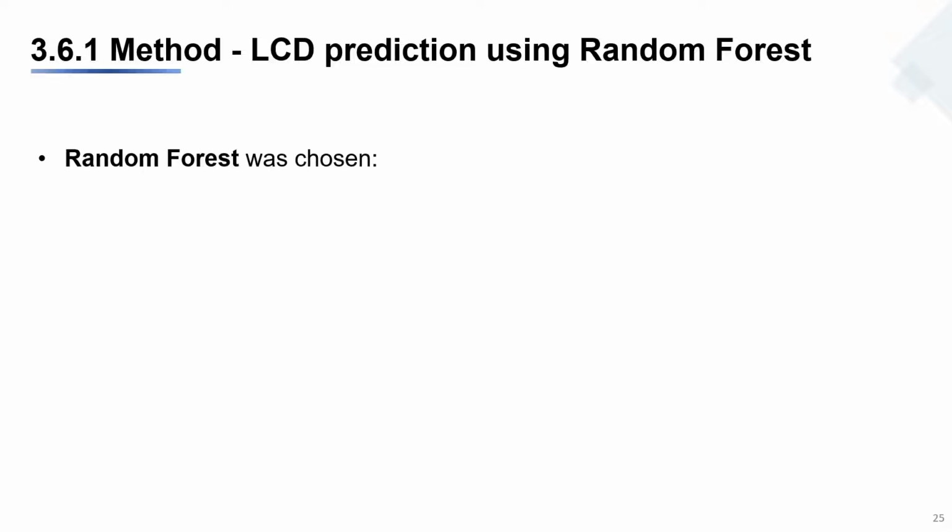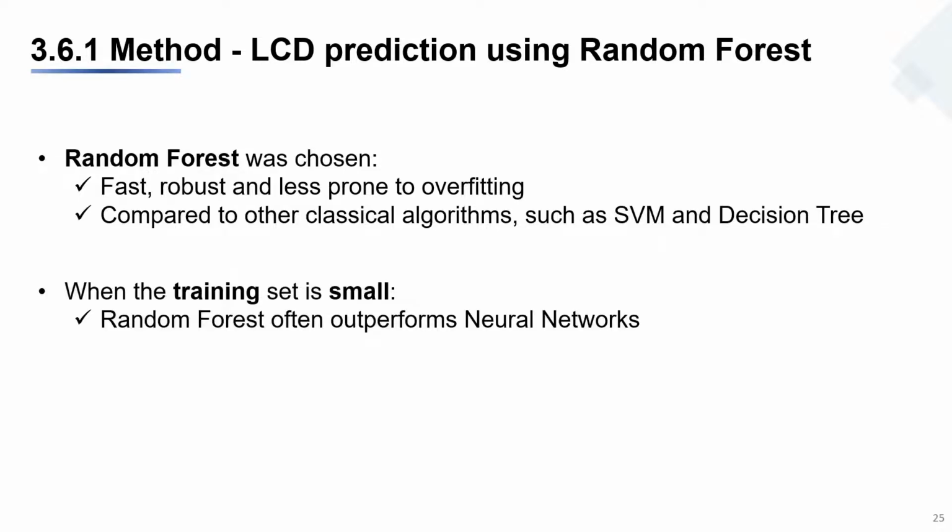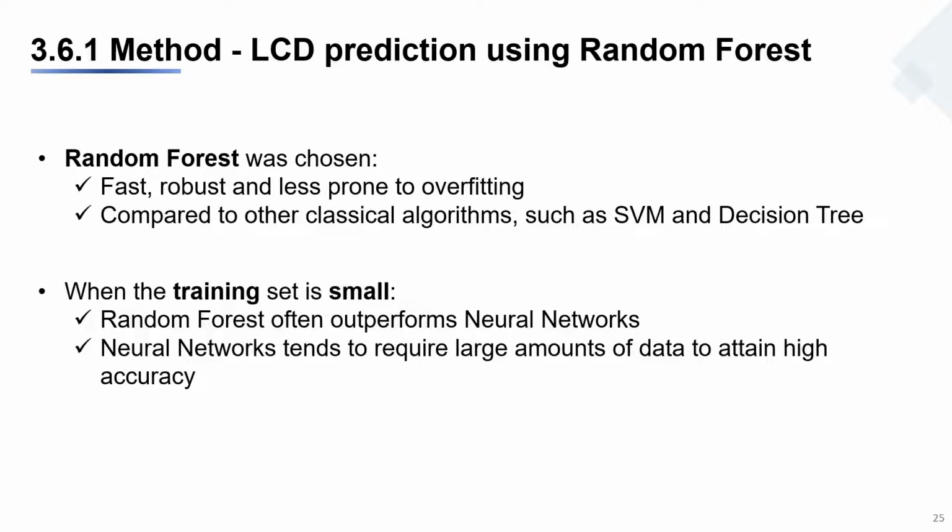We have chosen random forest because it's fast, robust, and less prone to overfitting compared to other classical algorithms such as SVM and decision tree. And when the training set is small, random forest often outperforms neural nets, which require a large amount of data to attain high accuracy.